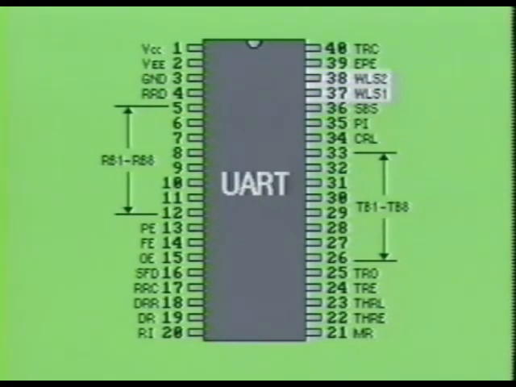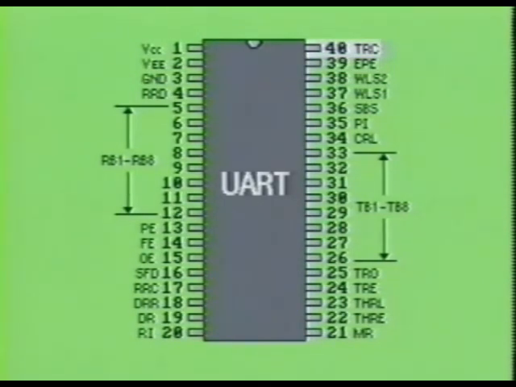Pins 37 and 38 are the word length select pins. They are labeled WLS1 and WLS2. These pins are used to select the data bit length. Pin 39 is the even parity enable pin and is labeled EPE. When this pin is high, the IC checks for even parity, and when the pin is low, the IC checks for odd parity.